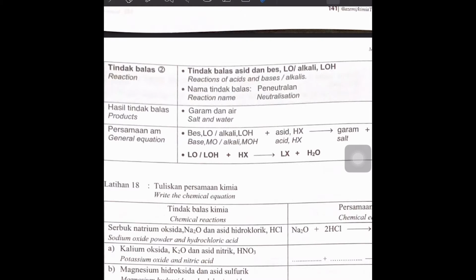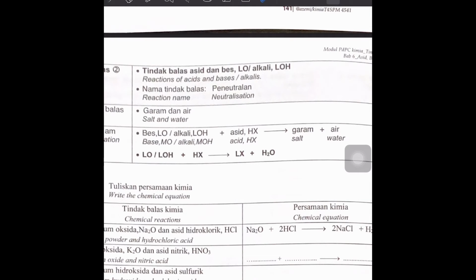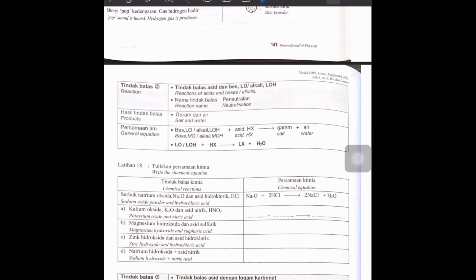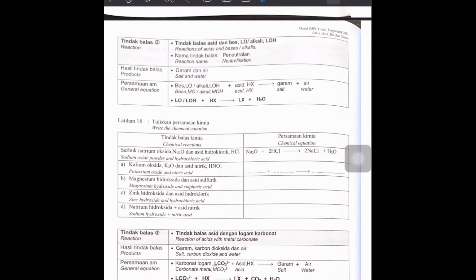HX is the acid. So what will happen is you will mix the base together with the anion from the acid. The cation from the base will combine with the anion from the acid, dapatlah LX and water. So let me show you an example over here.